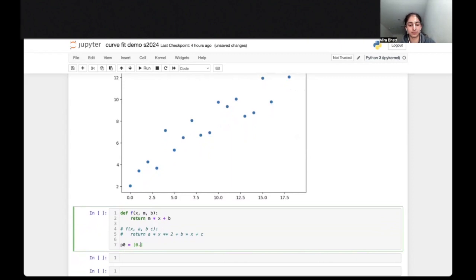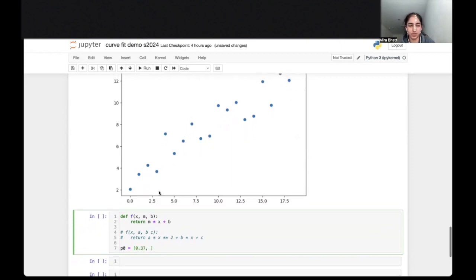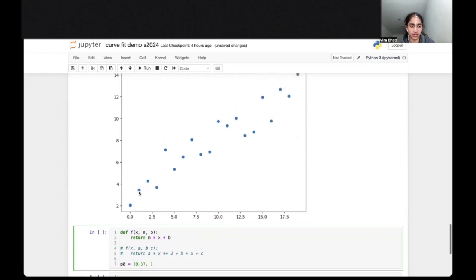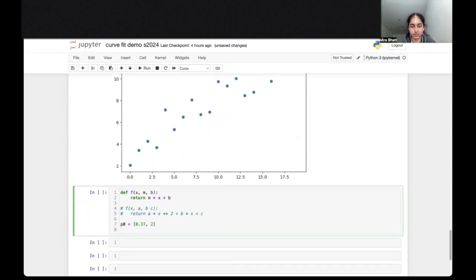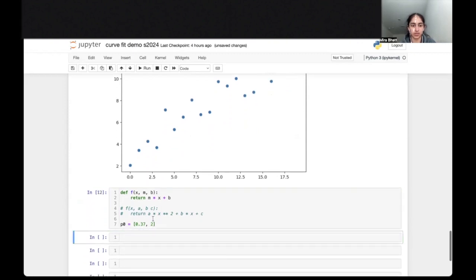0.37, because I'm really good at estimating, maybe. And then I think the intercept is at, it looks like it's at 2. I mean, 2 is right there. I don't know why that took me so long. So the intercept looks like it's at 2. And run that. And now let's actually run the curve fit function.